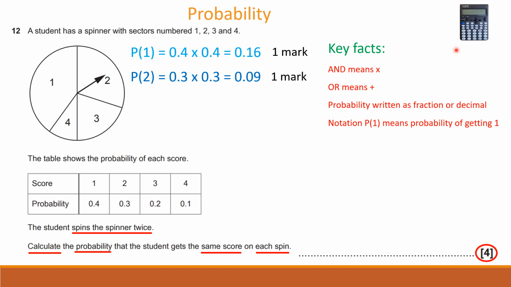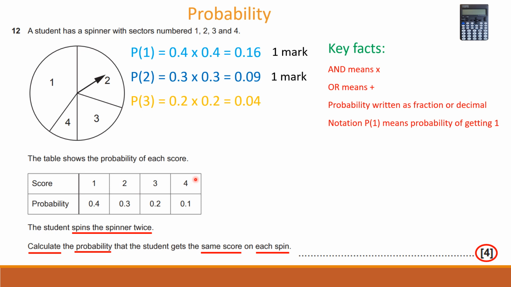Again, this is fairly easy to multiply without a calculator, even though you're allowed a calculator in the exam for this question. The next one, we're going to work out the probability of a 3 and a 3. The probability of getting a 3 is 0.2, and the probability of a 3 again is another 0.2. So I've got 0.2 times 0.2 because the word and means multiply, which is 0.04. 2 times 2 is 4, 2 digits behind the decimal point, so we have to have it as 0.04.